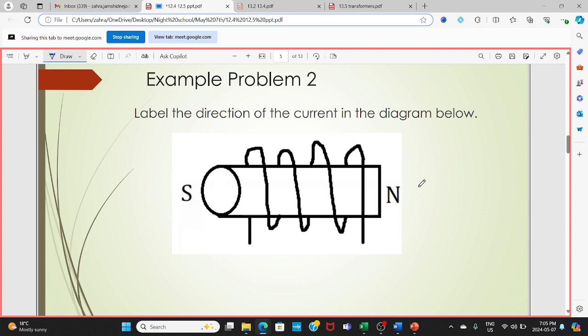Okay, any questions? So can one of you tell me what was your result from doing this? Tell me, should the current go down or up for this solenoid in front of that?